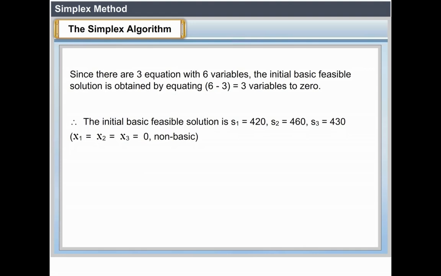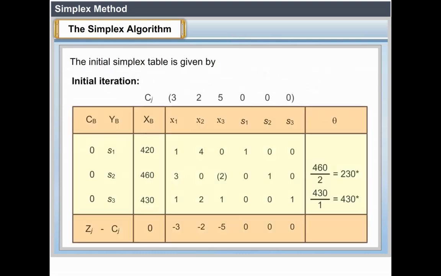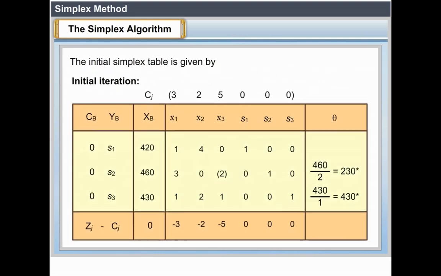X1 equal to X2 equal to X3 equal to 0 are called non-basic variables initially, and S1, S2, S3 are the basic variables. Therefore, the initial simplex table is given by CB, YB, XB, and then X1, X2, X3, S1, S2, S3, filled using whatever variables we used. And then we are going to read the table row by row, using our first equation, second equation, third equation.